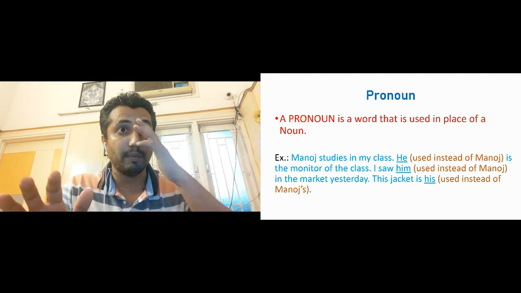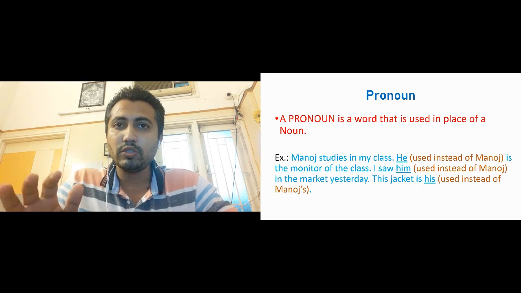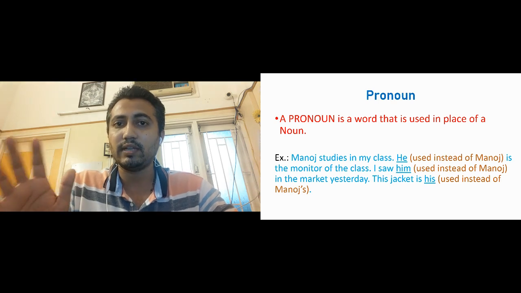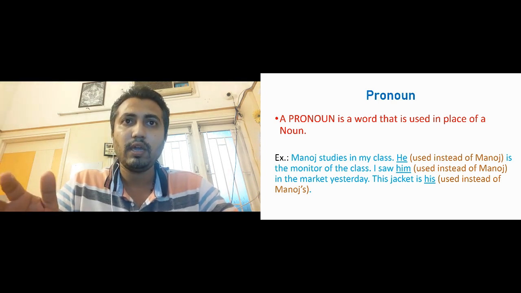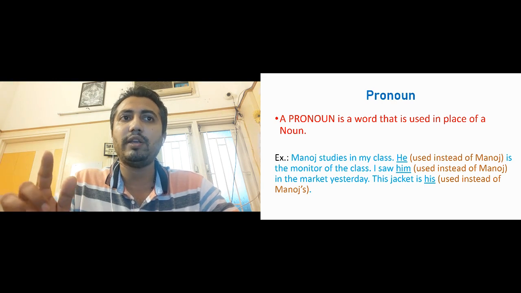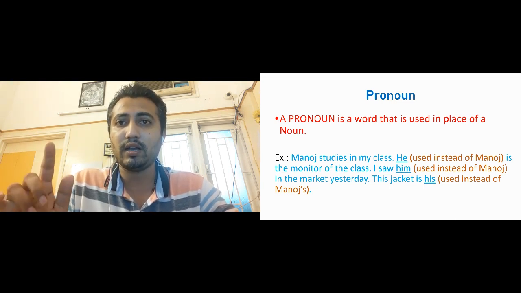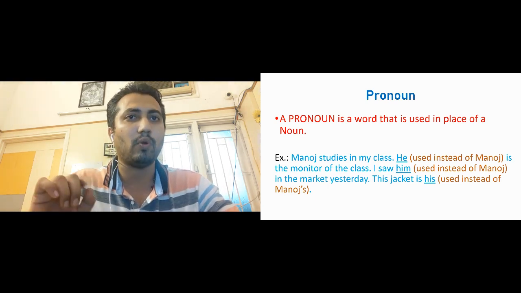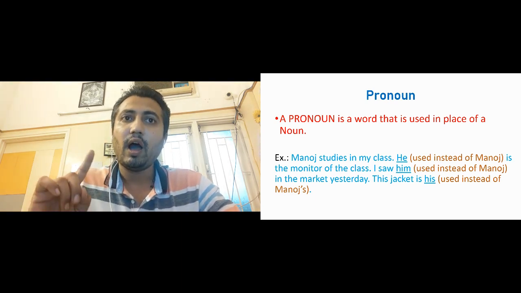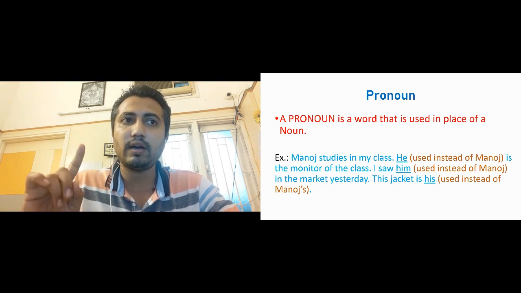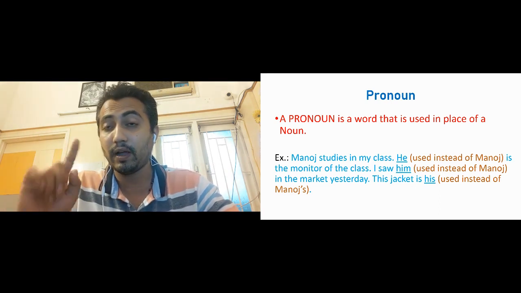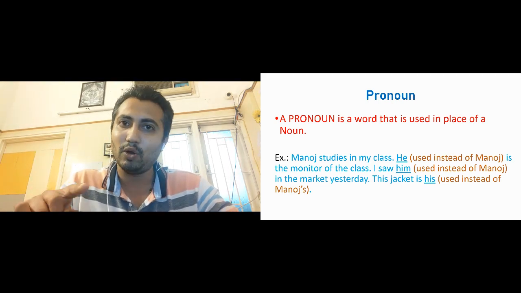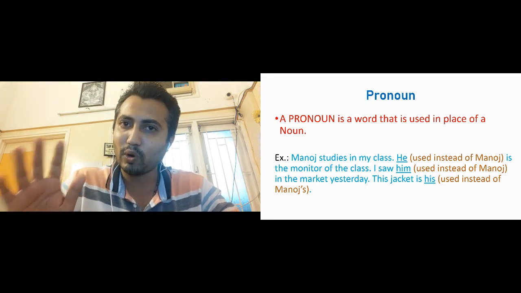Now, let us look at an example here. Manoj studies in my class. So, in the first sentence, we can see that the sentence is about Manoj. He is the monitor of the class. Here, the word he is used instead of Manoj. So, he is a pronoun. Continuing, I saw him in the market yesterday. Again, the word him is used in place of Manoj. So, that again is a pronoun.